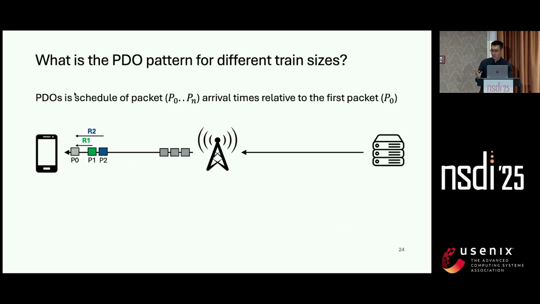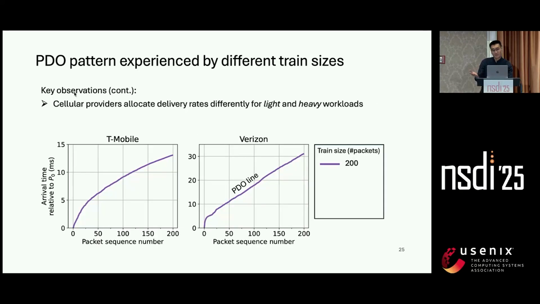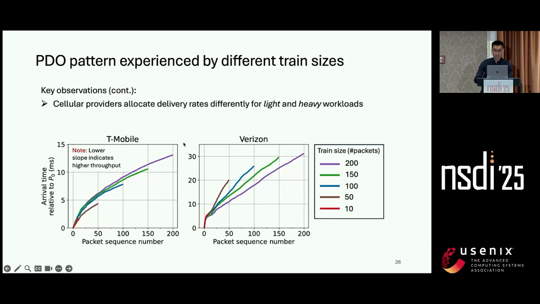To gain a deeper understanding, we want to reveal the PDO, or packet delivery opportunities, pattern that different train sizes report. Here, the PDO is the arrival time of each packet in the train relative to the first packet. Our goal is to plot the PDOs in this graph, where you can see when each packet in the train is delivered relative to its first packet. This is the result that we get for a train size of 200 packets. We call this a PDO line, and this line reveals the delivery schedule of each of the 200 packets in a train. Here are the PDO lines for other train sizes.